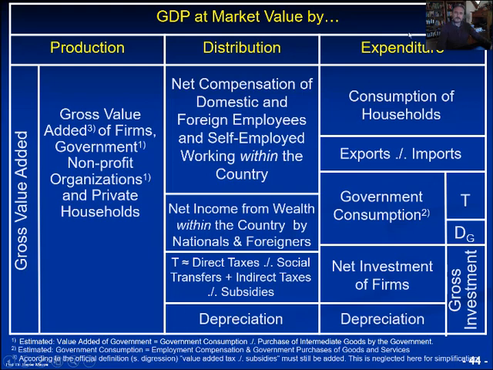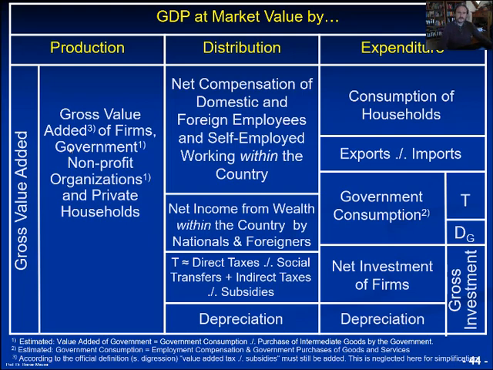Third column in this table is the expenditure account. Largest share here, consumption of households, government consumption. Then we have net exports and gross investment, which consists of net investment plus depreciation. So depreciation appears here in the distribution account as well as in the expenditure account.